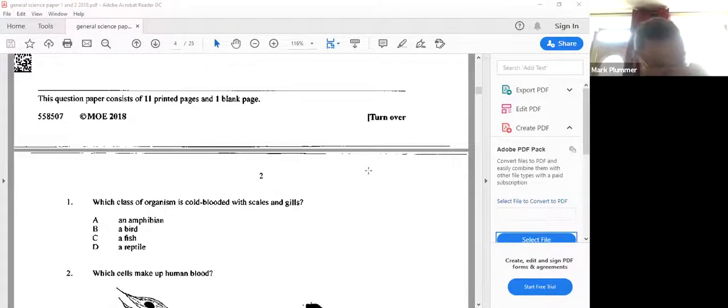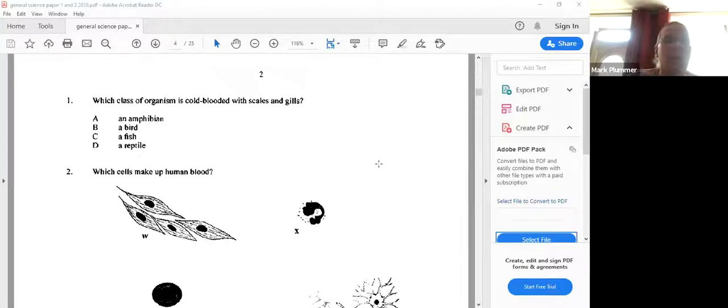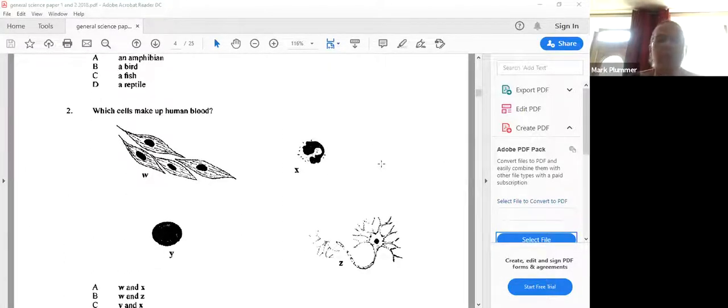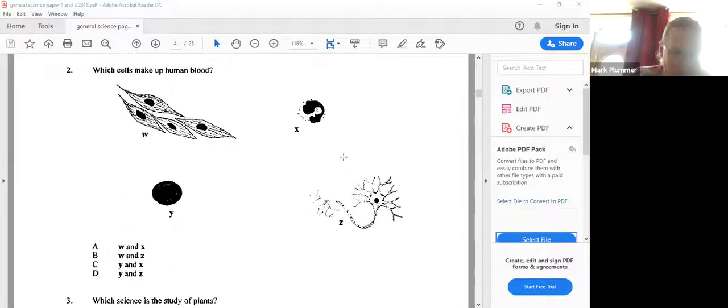All right then. Question 1, which class of organism is cold-blooded with scales and has gills? The answer to that one, of course, is C. Which cells make up human blood? Question 2. The two cells we're looking at here are X and Y. They have written Y and X, so the answer to question 2 is also C.